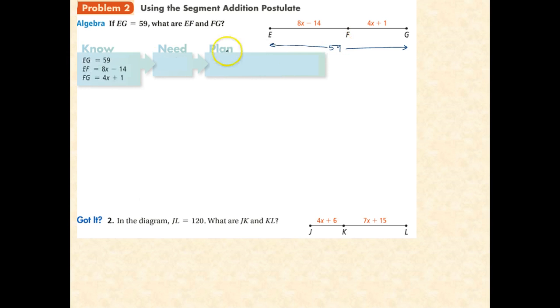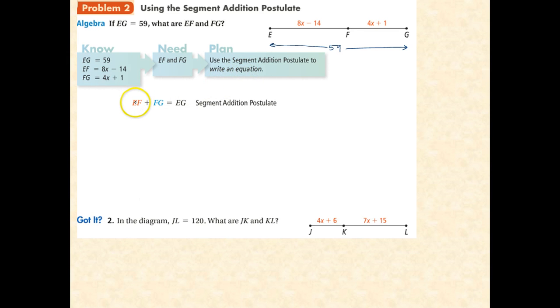So what do we know? We know that EG is 59, the length of EG is 59, the length of EF is this expression 8x minus 14, and the length of FG is the expression 4x plus 1. We need to find the length of EF and the length of FG, which means we're going to need to find out what x equals. And we're going to use the segment addition postulate to write a fantastic equation.